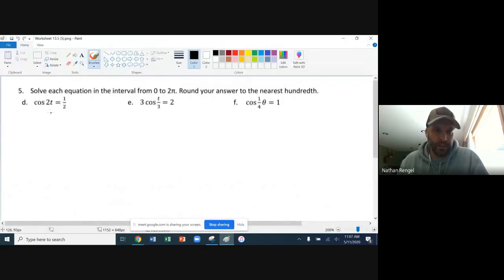There is a way to do it algebraically by using inverse operations. That's a pre-calc thing. So when we solve equations, we're always going to use our calculator. So this is our method for solving those. We have cosine of 2t, we want to equal 1/2. So we want to find out what theta value. They're using t to represent theta. So what theta value can I put in for t to make cosine 2t equal to 1/2?